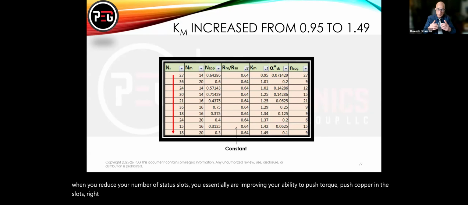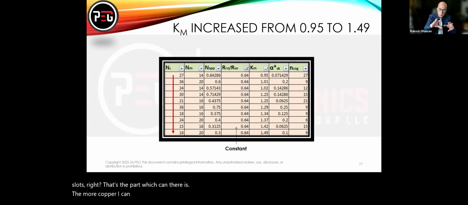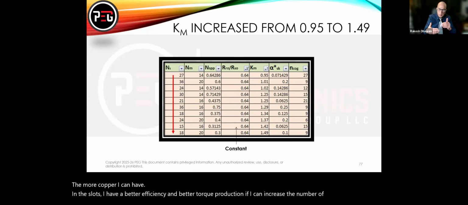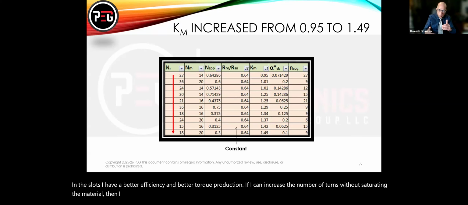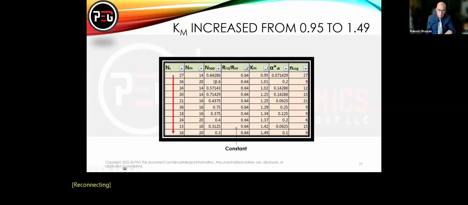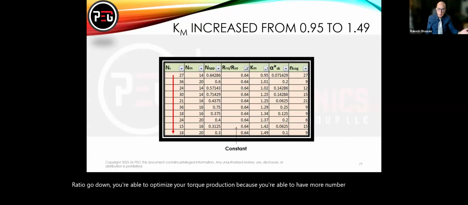That's the part which is, the more copper I can have in the slots, I have a better efficiency and better torque production. If I can increase the number of turns without saturating the material, and also improve the resistance of the motor, then I can have a better torque, right? So that's what it's telling us: by having this ratio go down, you're able to optimize your torque production, because you're able to have more number of turns without compromising the efficiency.